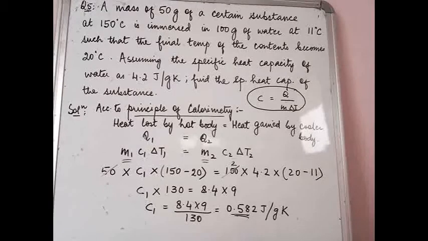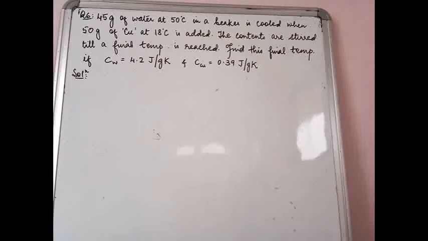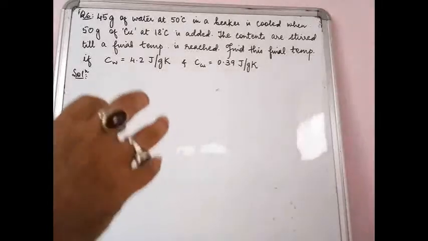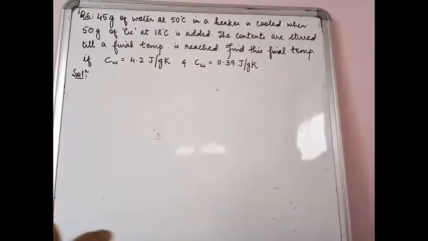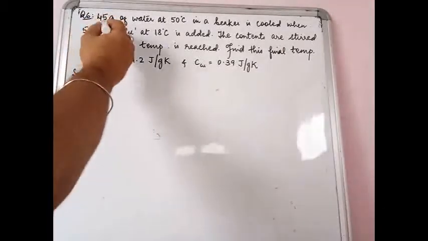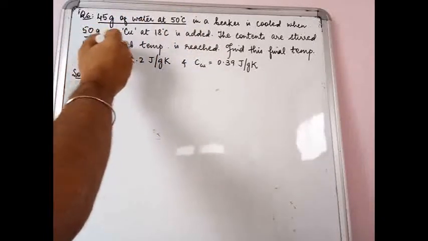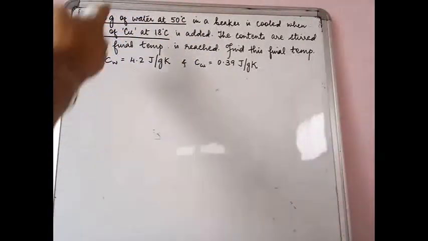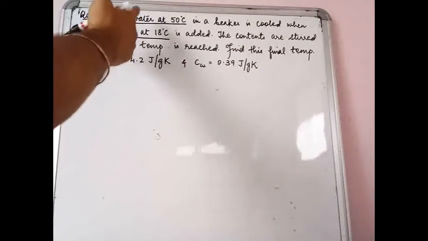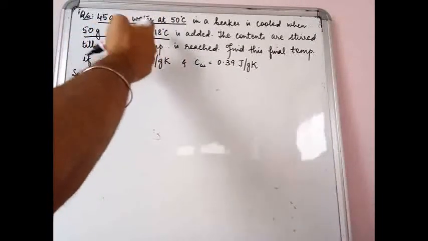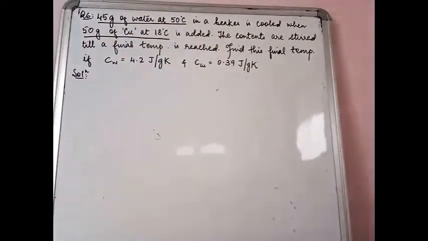Now moving on to the last question of this particular lecture. Let us read the question. 45 grams of water at 50 degrees centigrade in a beaker is cooled when 50 grams of copper at 18 degrees centigrade is added to it. Let me underline the two different bodies that are there. One is water, the other one is copper. Water is at 50 degrees, copper is at 18. So obviously the hot body is the water.